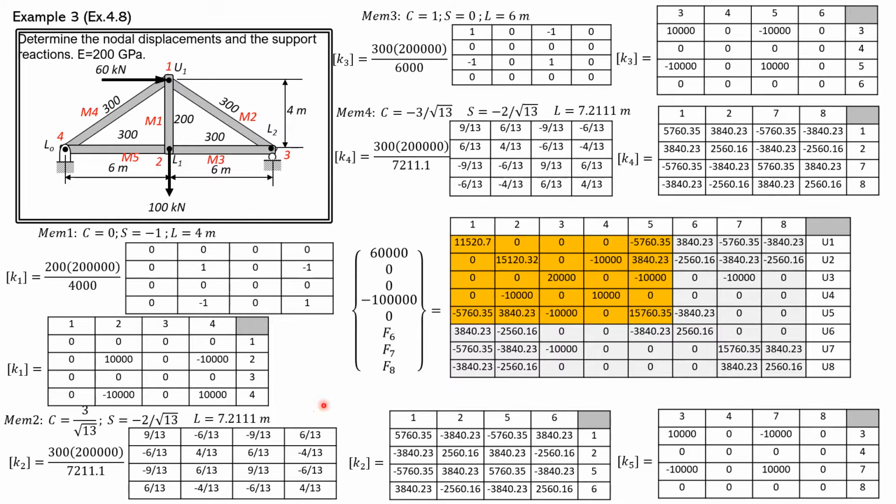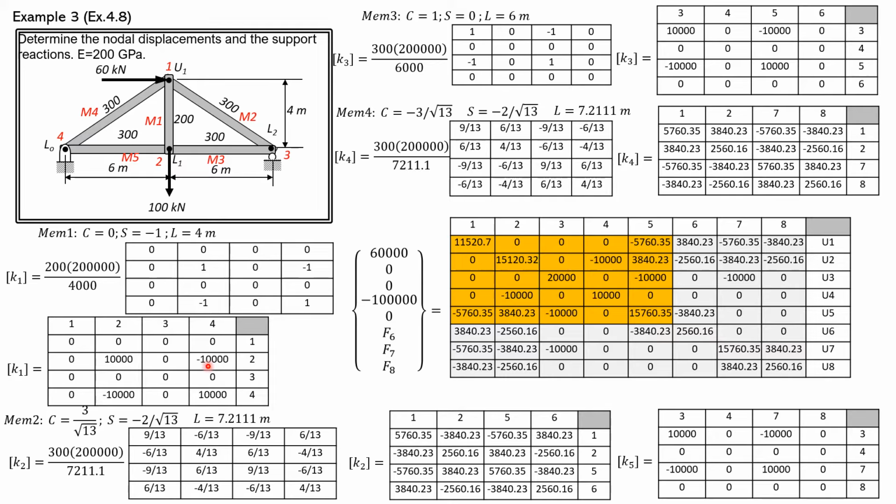Then at 2, 2, we have 10,000 here, plus 2560.16, there's none, plus 2560.16, then none. So that gives us 15,120.32. This is 2, 3, row 2, column 3.